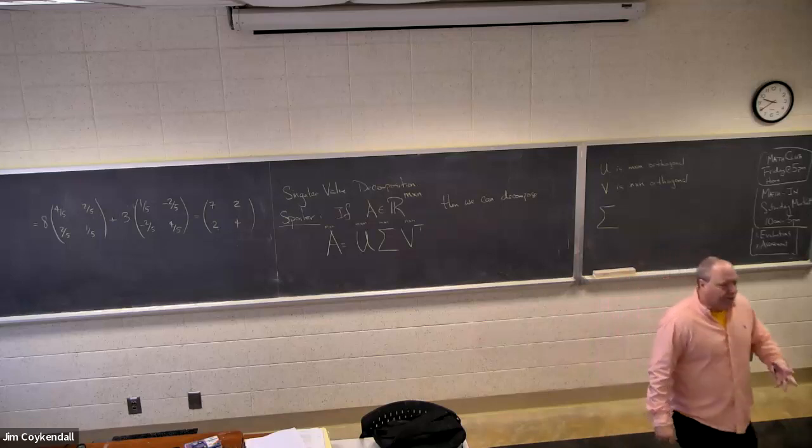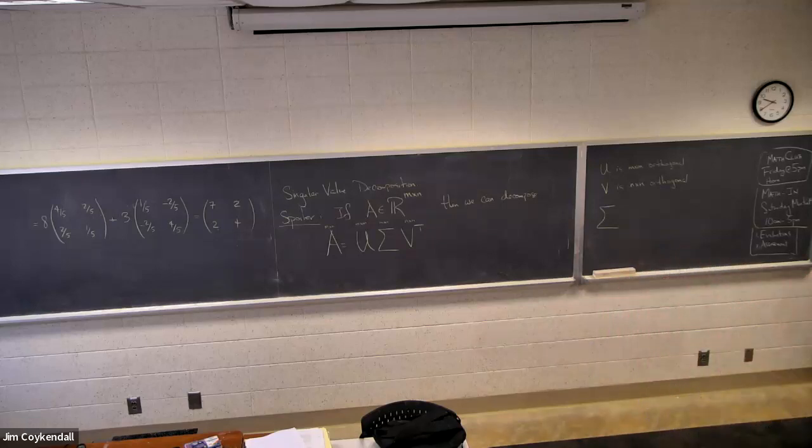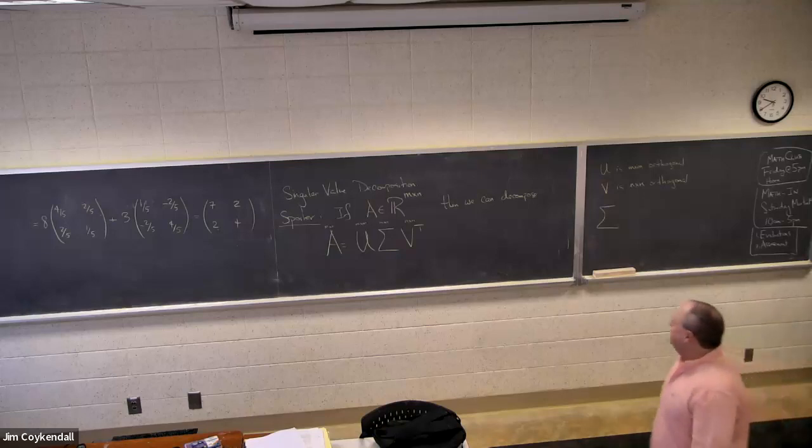But the difference here is I'm bookending it with two different size matrices. They're orthogonal, but if M and N are different, they can't be inverses of each other because you can't even multiply the two bookends together. You can't even multiply them.